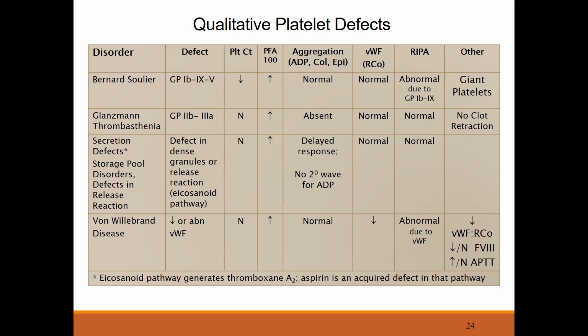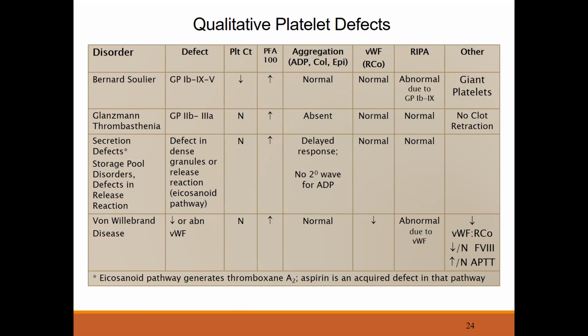So you have Bernard-Soulier syndrome, where there is a defect in glycoprotein 1b/9. The platelet count is typically decreased. There is an abnormality with adhesion, so your PFA-100 will probably be increased. There is normal aggregation with ADP, collagen, and epinephrine. Your ristocetin cofactor von Willebrand activity assay is normal, but it is abnormal with RIPA, ristocetin-induced platelet aggregation studies, because of the abnormality in glycoprotein 1b/9. Another thing you see in Bernard-Soulier is giant platelets in the peripheral blood.